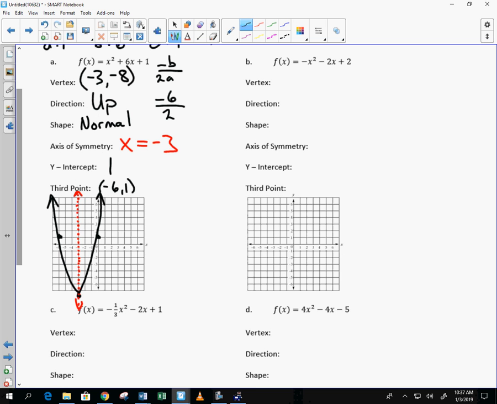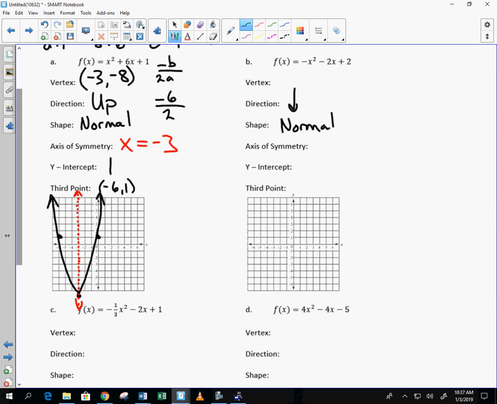Which one do you want to figure out first? Direction, what is it? It's down. Awesome. What else can you figure out? Shape? Wide, narrow, normal. Any thoughts? Normal. Yep, because don't think about the negative when you think about the shape. It's a 1 in front of there, right? If it's a 1, it's just a normal looking shape. We got normal.